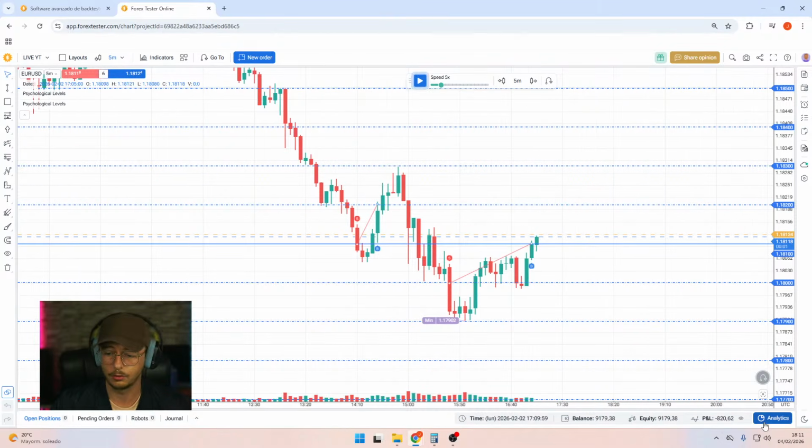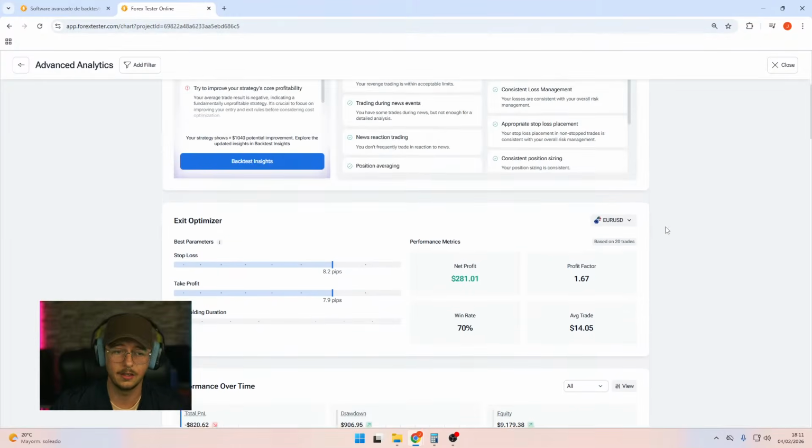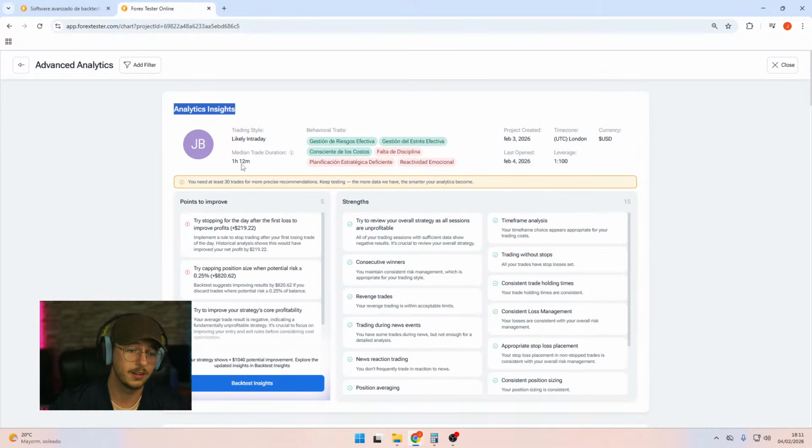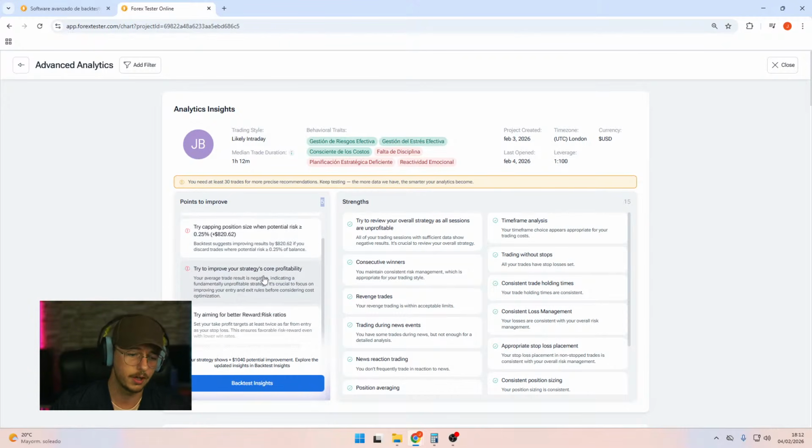So let's continue with this, because this is the key point for optimizing this strategy. Why? Because the analytics inside is giving me 5 points that I can improve. First, try stopping for the day after the first loss to improve profits. Try capping the position when the position is below 0.25. Try to improve your strategy core profitability.